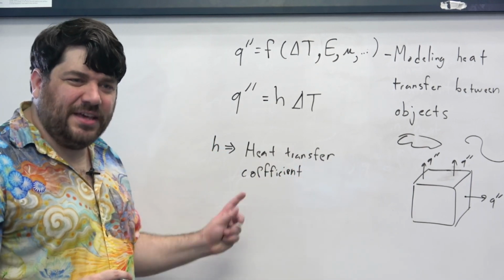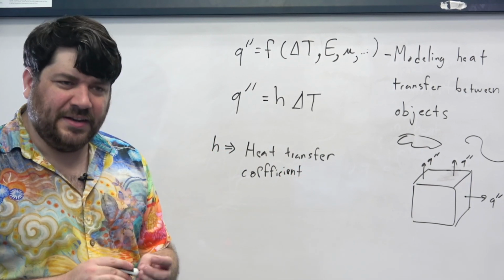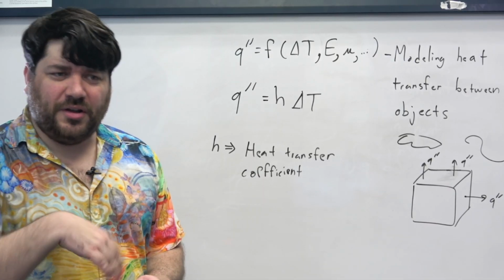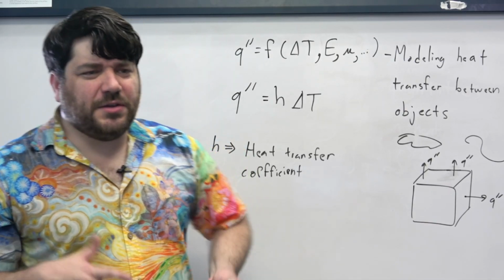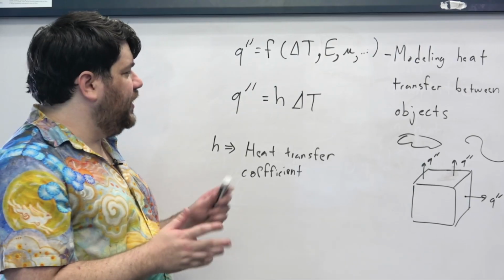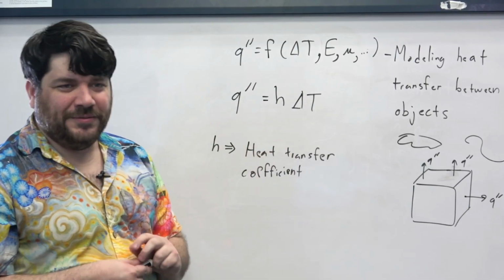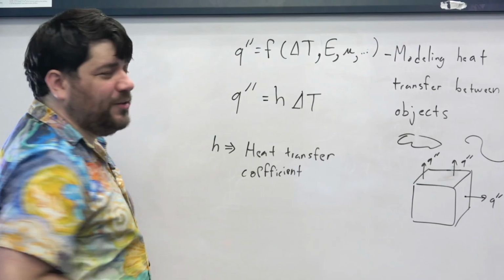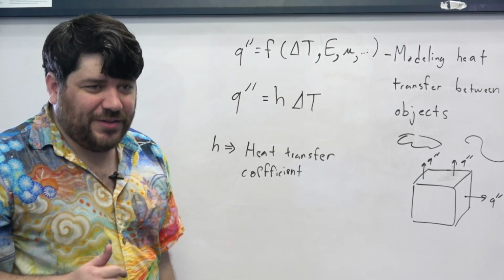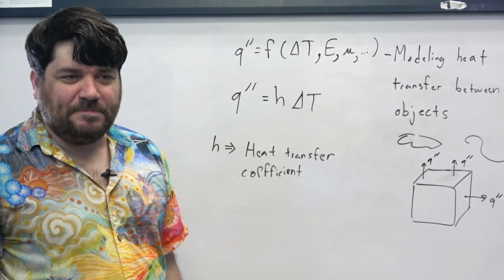Sometimes you'll see people give h different names. They'll call it a convection coefficient or they'll call it a film coefficient. And really those are just descriptive terms associated with when we use this model, right? When we use this particular equation, which is most of the time in convection. And we'll get to that in a second.